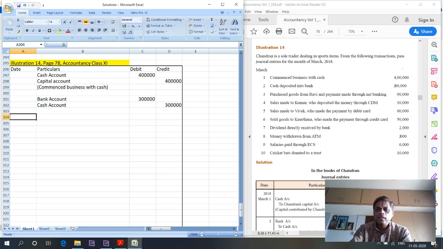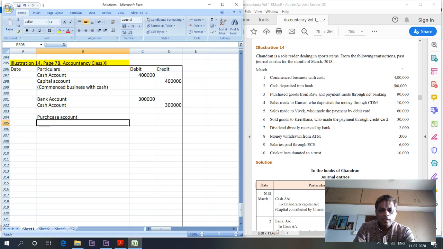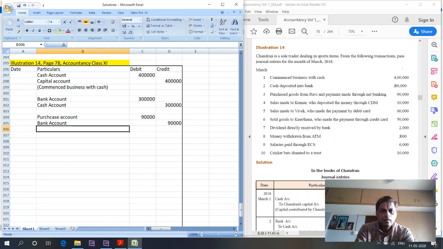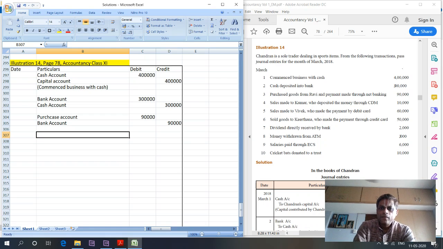Purchase goods from Ravi and payment made through net banking. Again, net banking is a bank payment, a direct bank payment. So purchase goods from Ravi, we'll take it as purchase account debit and the payment is bank account credit for 90,000. Okay. Next journal entry is sales made to Kumar on 4th March.